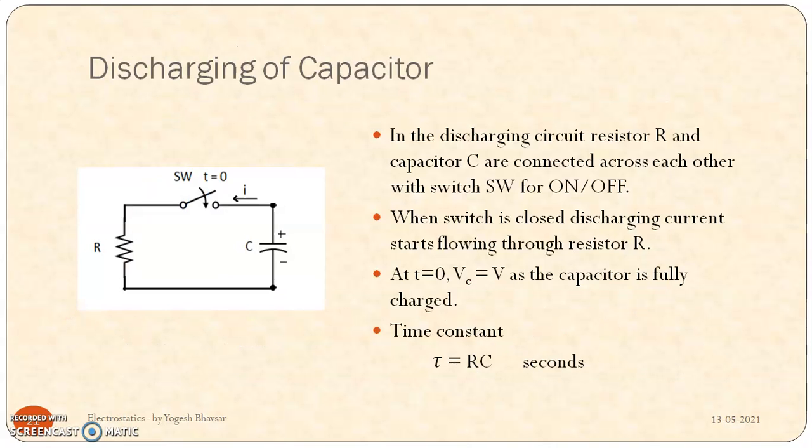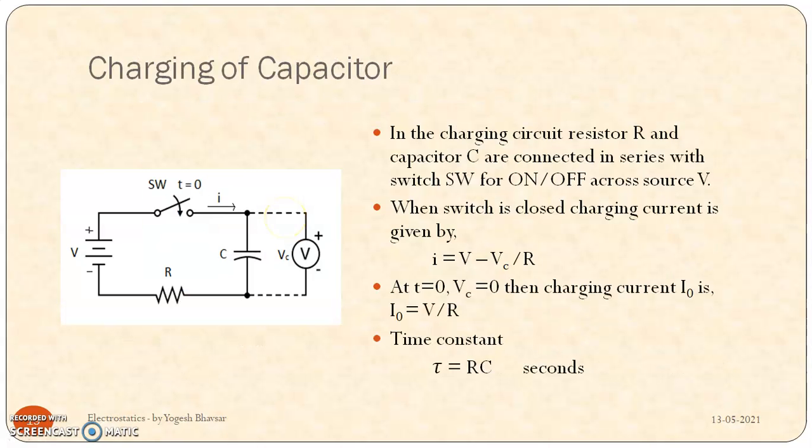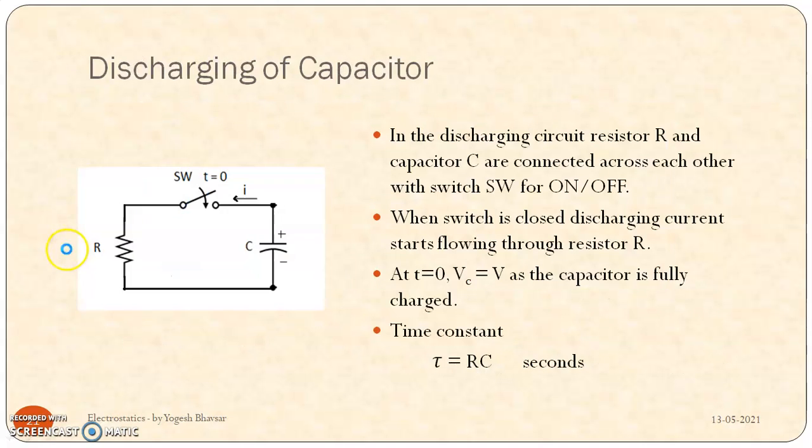Similarly we can see the discharging process. At the time of discharging, we remove the source and connect a resistance across this capacitor, right? So here only a simple resistance is connected across this charged capacitor. Now this capacitor is charged to the voltage V we supplied previously, right? As soon as we close the switch, the current starts flowing. When the switch is closed, the discharging current starts flowing through the resistance R.